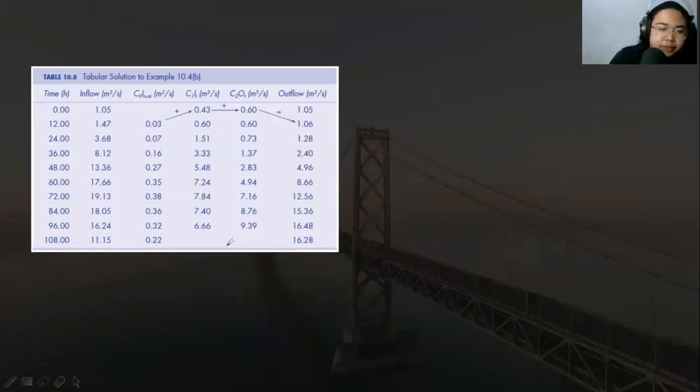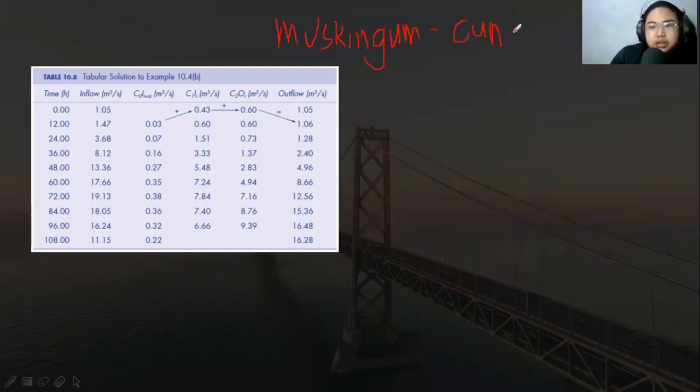So, this graphical technique is time-consuming. So, mayroong alternative to this approach known as the constant parameter Muskingum-Cunge method. Nag-collab sila kasi sabi ni Cunge medyo complicated talaga, and for a simpler solution nag-come up siya nitong equation.